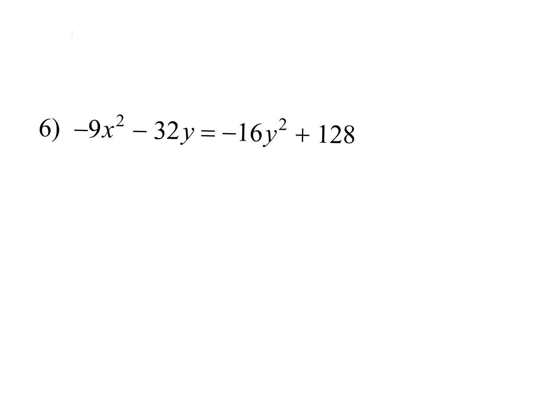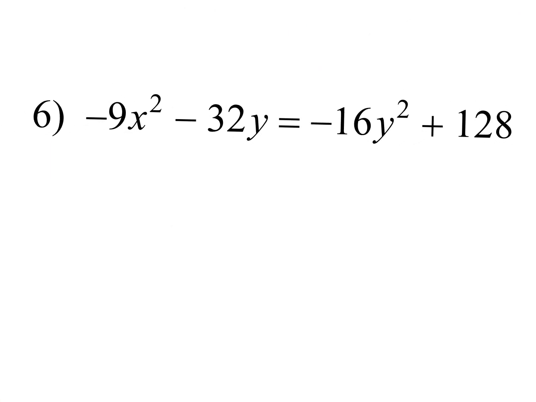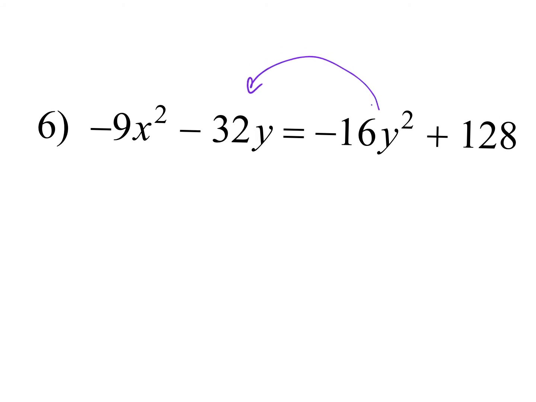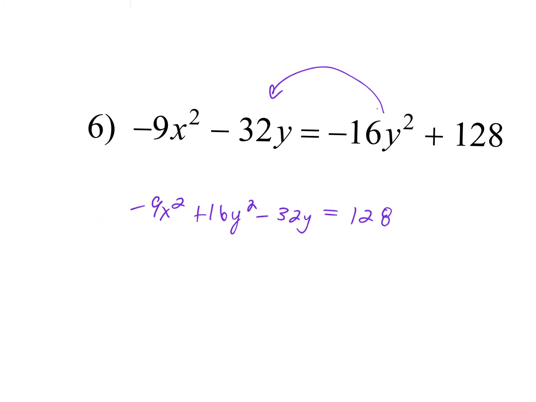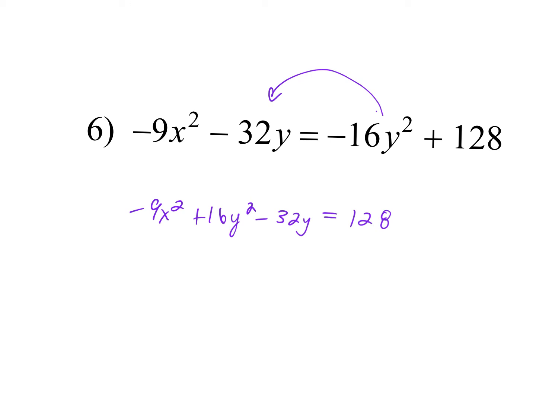All right, let's get over here. I want to do this one with y'all too. This is an easy one, but you could make it harder than it is. So let's look at it. We want to keep everything together, yes? So I'm going to take this negative 16y and scoot it over here. So I have negative 9x squared plus 16y squared minus 32y equals 128. You guys okay with me leaving 128 over there? We're going to need to move it over there anyways.